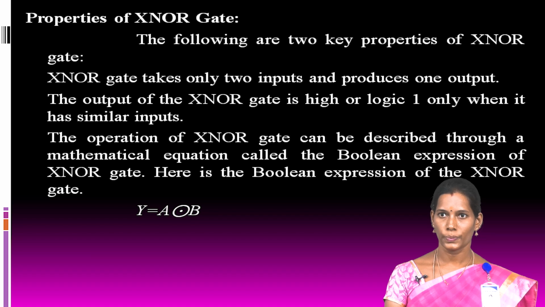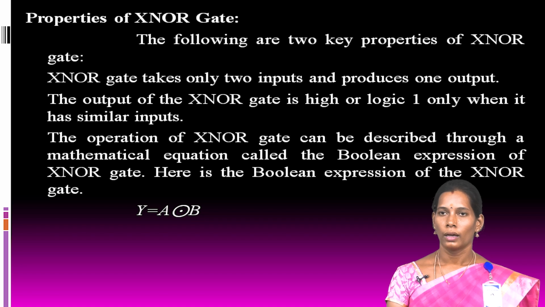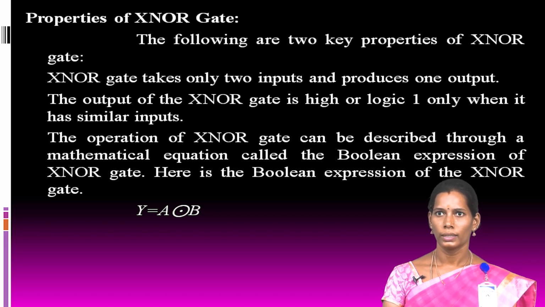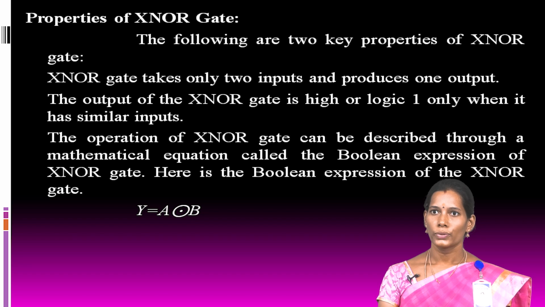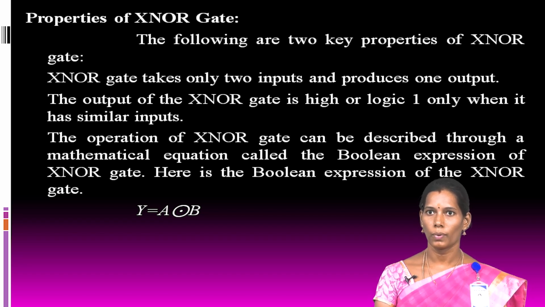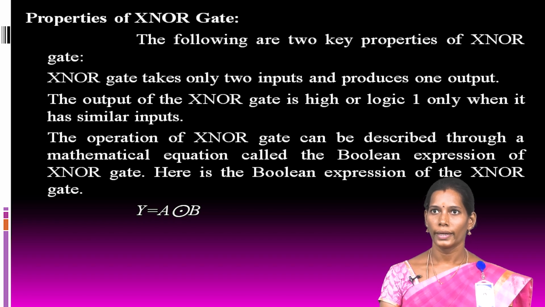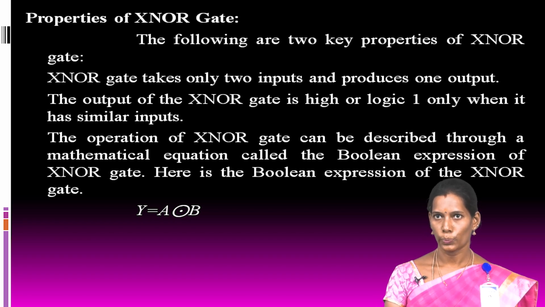The operation of XNOR gate can be described through a mathematical equation called the Boolean expression of XNOR gate. Here is the expression of the XNOR gate: Y equals A dot circle B, and another one is Y equals A dot B circle. We can also write this expression as follows: Y equals A B bar plus A B. Here A and B are inputs and Y is the output.